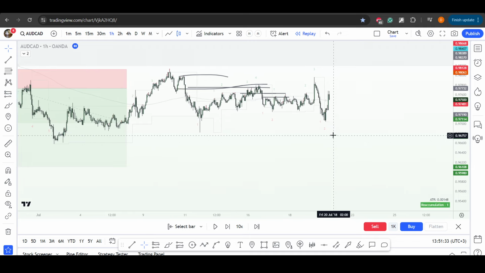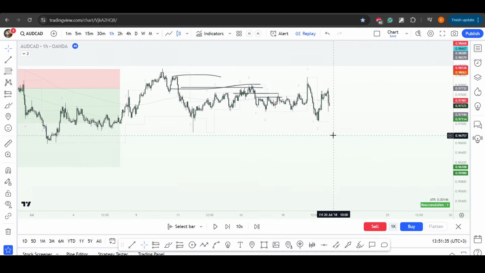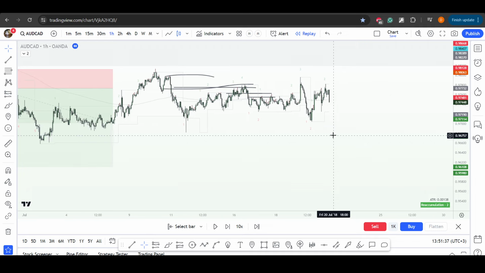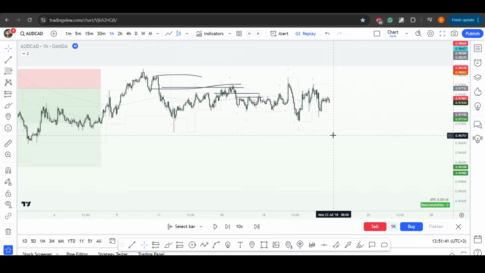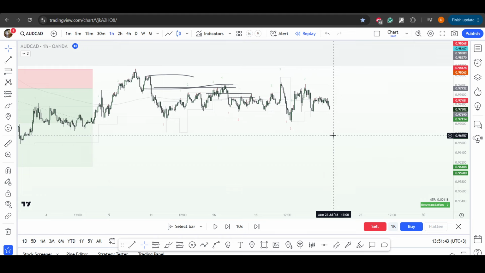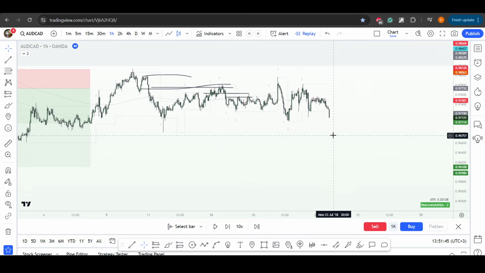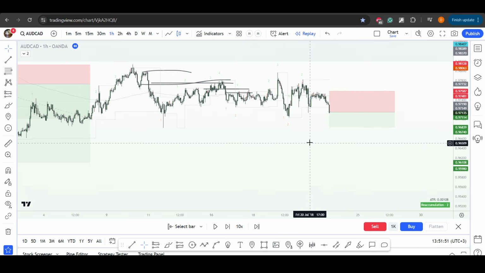Now after that possible manipulation, just continue to range, but we should be careful. Okay, and break into the downside. I will just enter with the market, stop loss here.